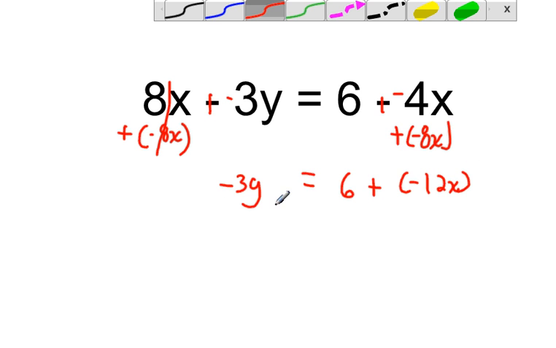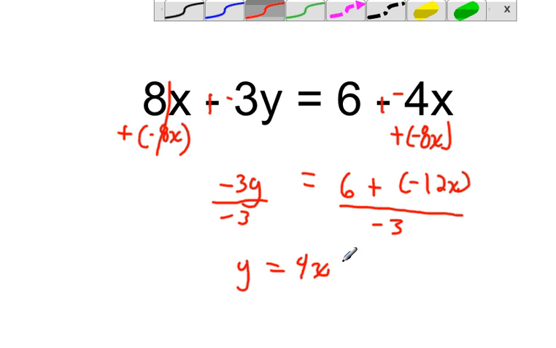Okay? And then my next step is to get rid of the negative 3. Since I'm multiplying, to undo multiplication I have to use division. So I'm going to divide by negative 3. So I have y equals 6 plus negative 12x over negative 3. I want to write my x term first. So I'm going to simplify negative 12x over negative 3. Negative 12 divided by negative 3 reduces down to 4x.